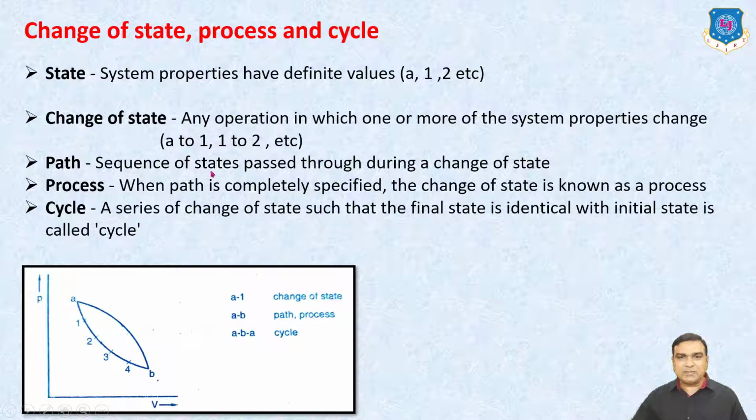Path. The sequence of states passed through during a change of state is known as the path. Process. When the path is completely specified, the change of state is also known as a process. Cycle. A series of changes of state such that the final state is identical with the initial state is called a cycle.